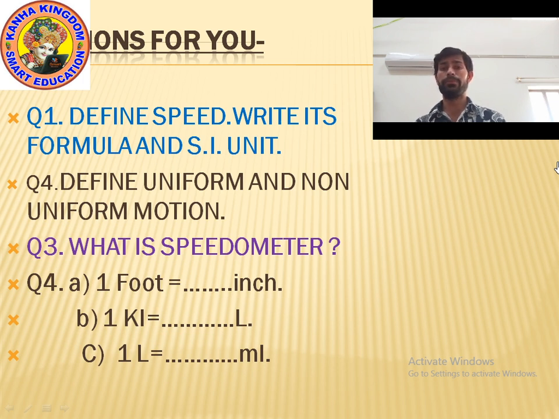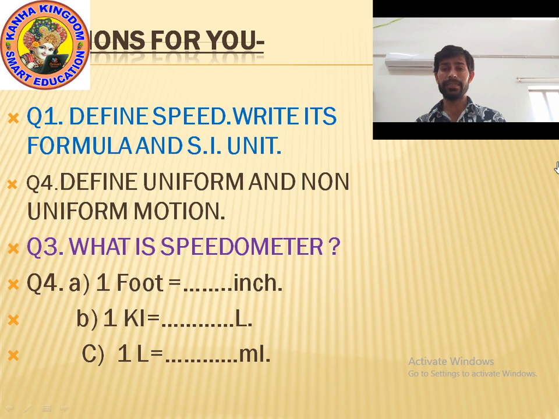Next is non-uniform motion. What is non-uniform motion? The motion of an object in a straight line with changing speed. If the speed is changing, if the speed is not constant, then we can say it is non-uniform motion. And the graph for uniform motion will always be a straight line, and the graph for non-uniform motion will never be a straight line.